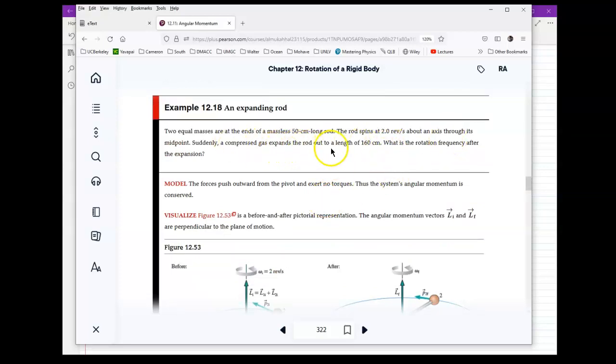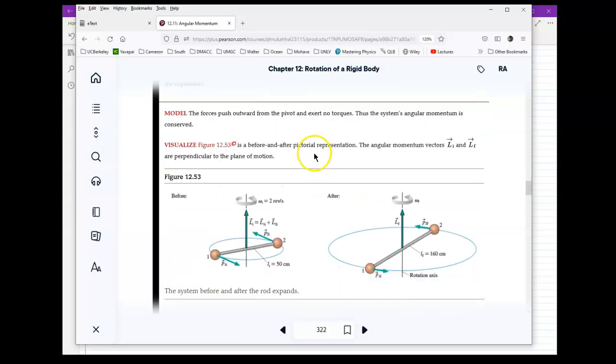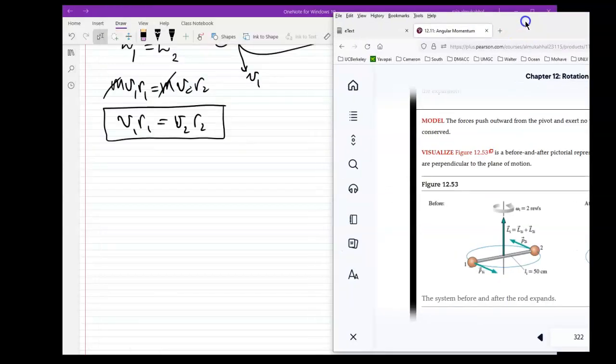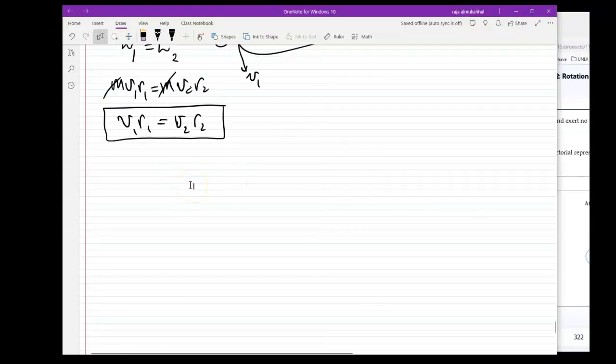The compressed gas expands the rod out to a length of 160. Remember, we started with 50, now it's 160. What's the rotational frequency after the expansion? So how do we do something like that? All right. It's not a difficult problem. It's very similar to the Earth and the Sun.